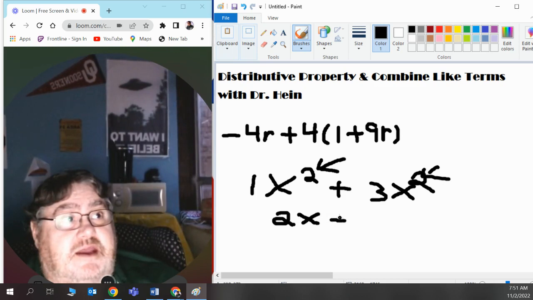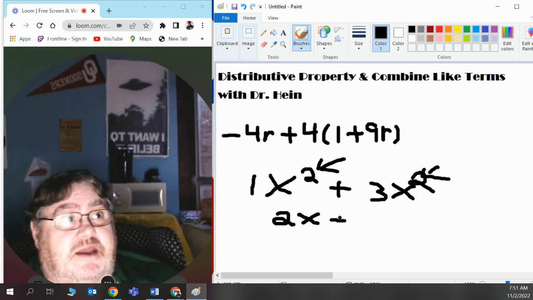And so going back to the problem, negative 4r plus 4 times (1 plus 9r). Well, we're not going to do anything yet to the negative 4r, because it's adding and subtracting. And so we have to go straight to the multiplication. So the multiplication problem is positive 4 times 1. So positive 4 times 1 is simply 4. So I'll write that down.